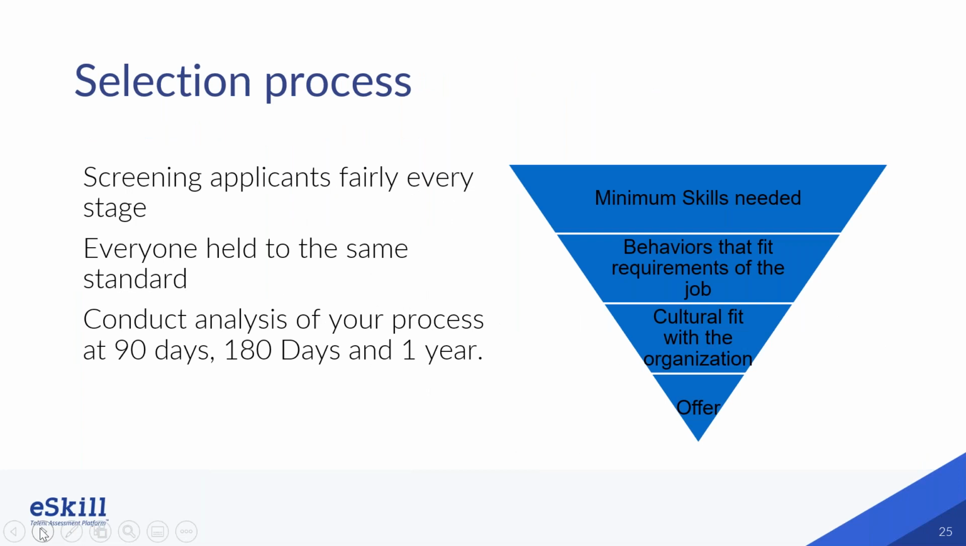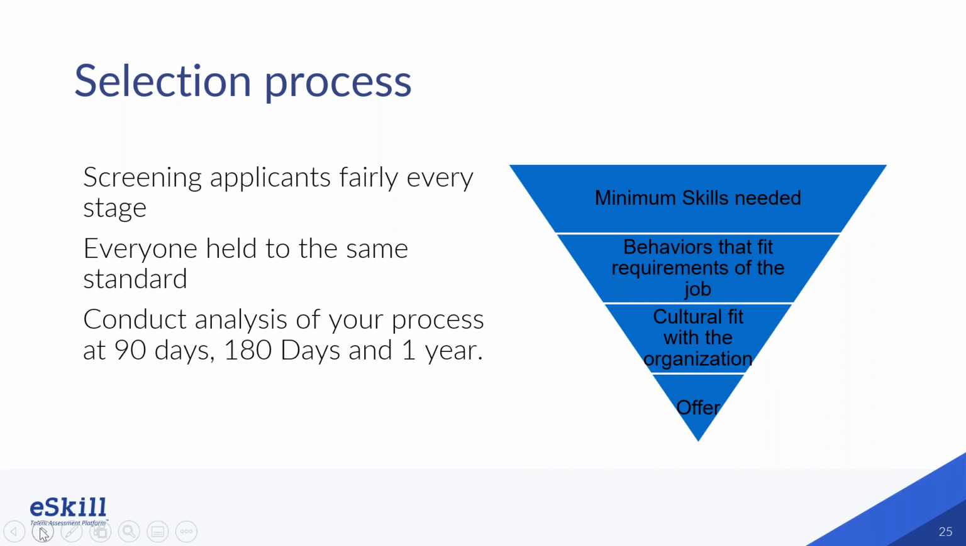All right, so the selection process: screening applicants fairly at every stage. There shouldn't be an exception, right? If somebody needs an accommodation, that's one thing. We can always accommodate, build out a test that is accommodating for a JAWS reader, or build out something that doesn't contain pictures, or something that is not a simulation that can be done on someone's phone because that's all they have, right? We want to make sure that we are screening applicants fairly at every stage.